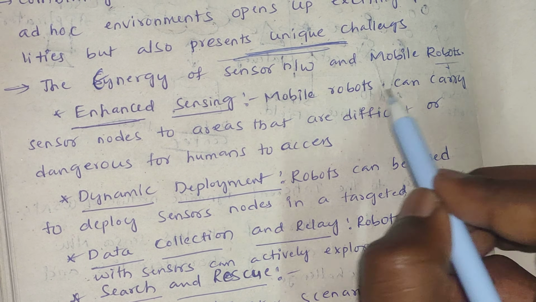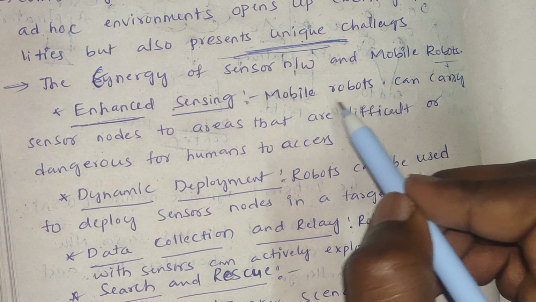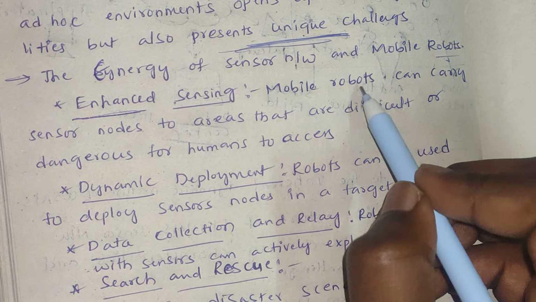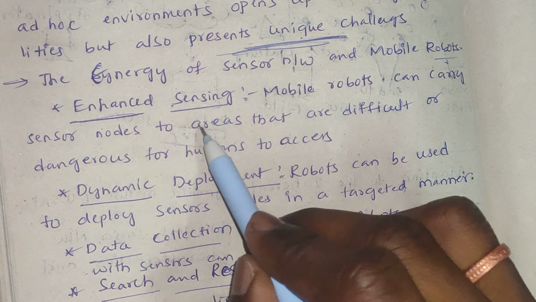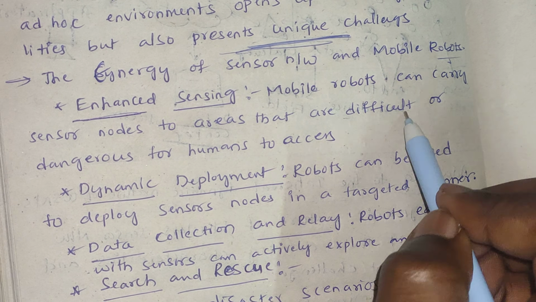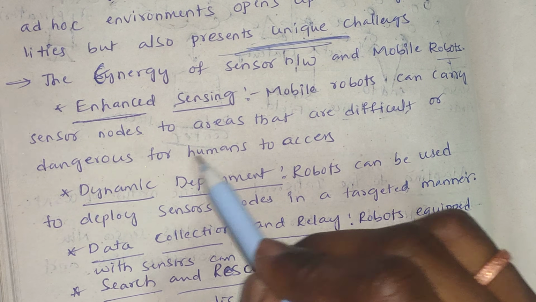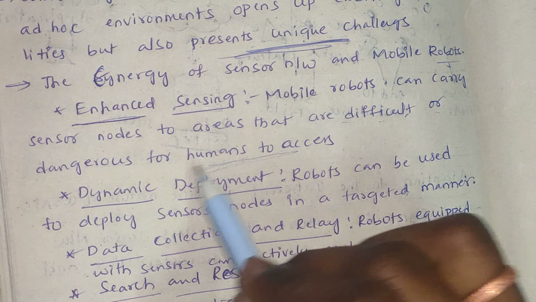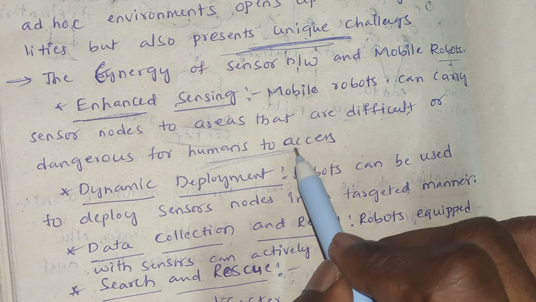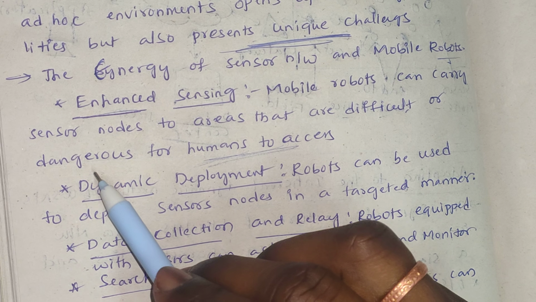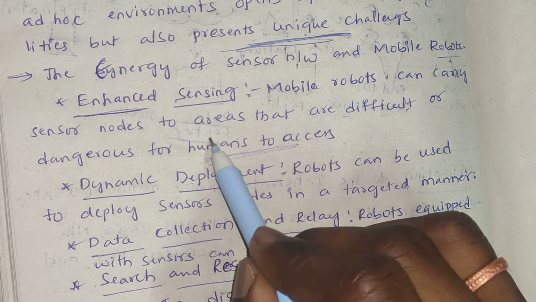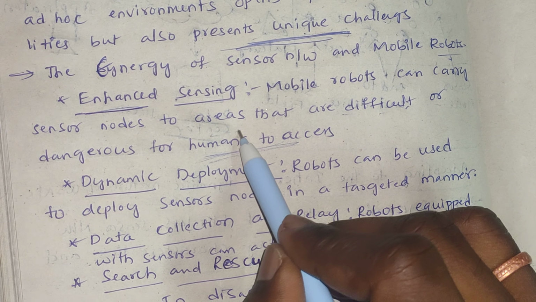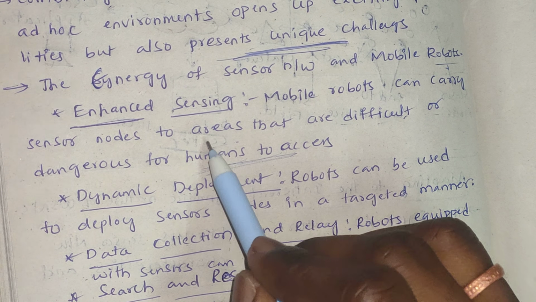So, mobile robots can carry sensor nodes to areas that are difficult or dangerous for humans to access. They are dangerous places humans cannot access. That also we are done with the mobile robots using sensors.